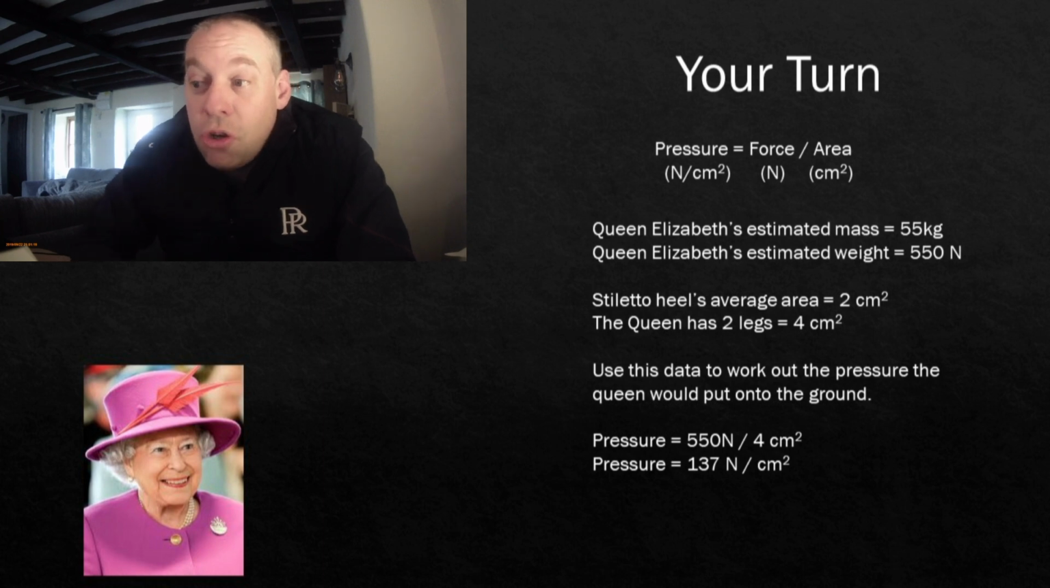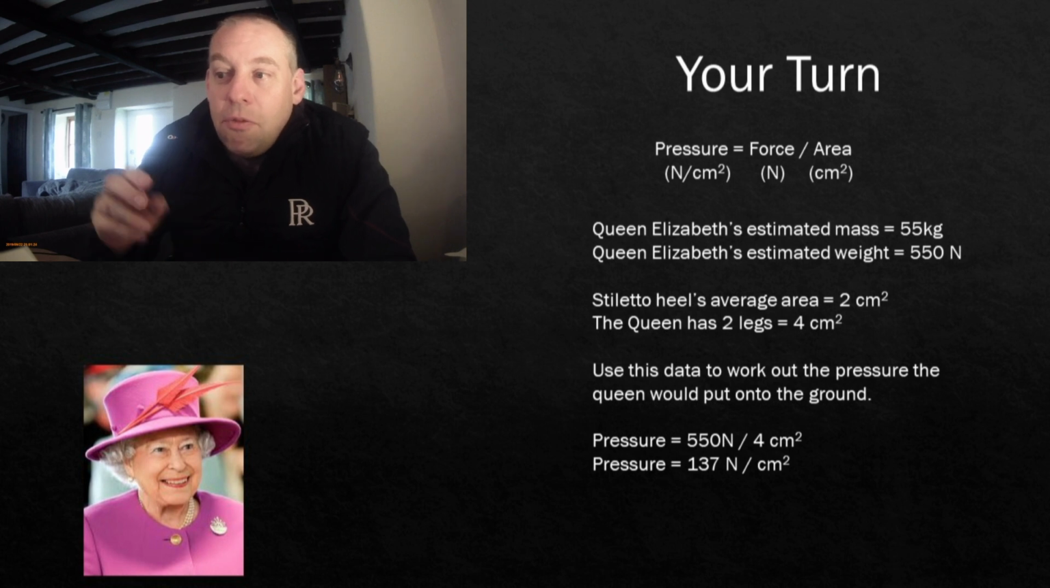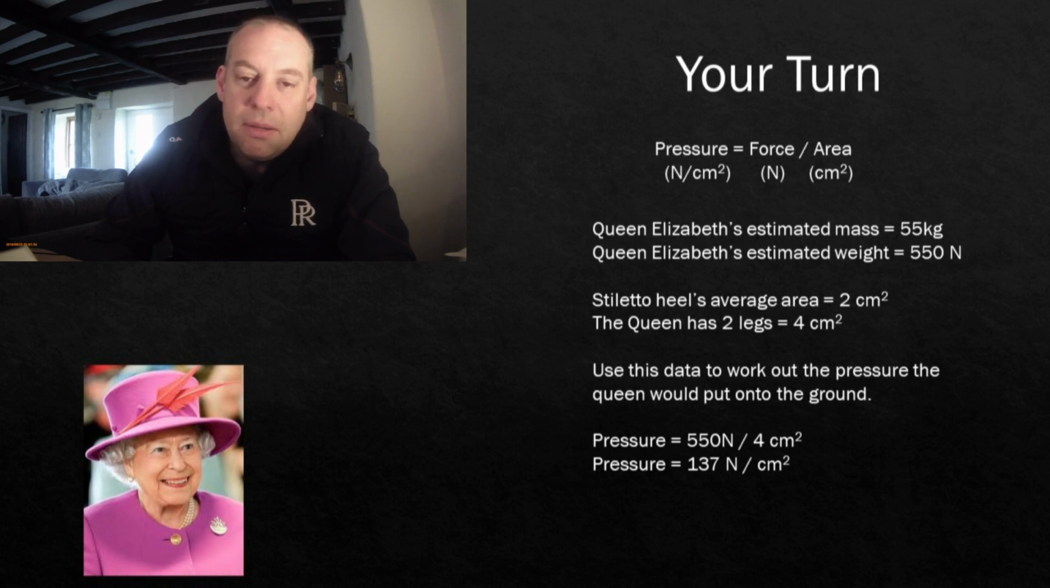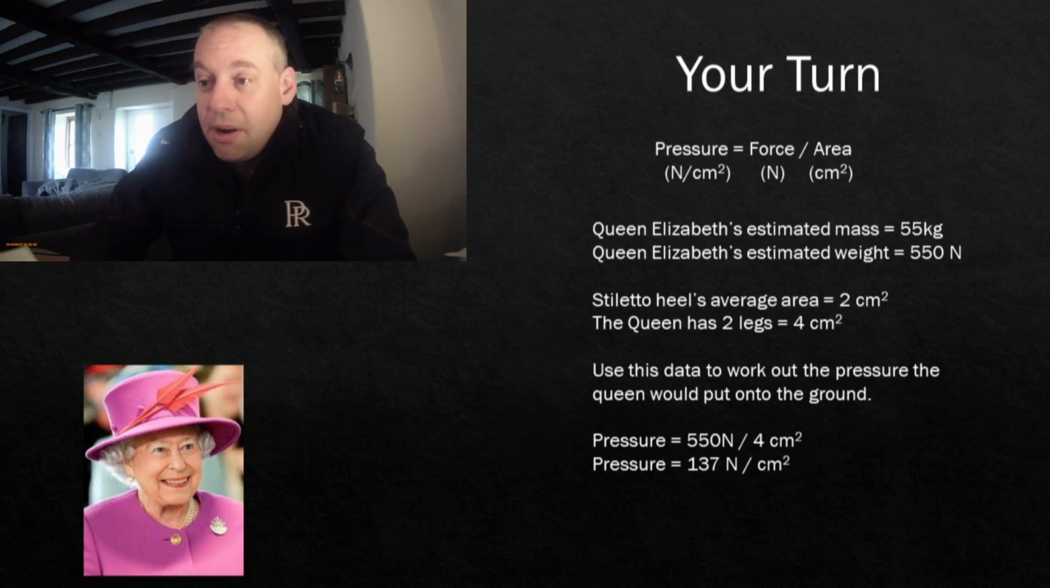So you should have put in 550 newtons divided by 4 centimetres squared. That's the force divided by the area. If you put that into the calculator, you get the number 137 newtons per centimetre squared. So the Queen's stilettos concentrate the force so that in each centimetre squared, there is a force of 137 newtons. So that means that it should hurt much more to have your foot stood on in stilettos by the Queen than it would for an elephant, which is quite scary, I suppose.